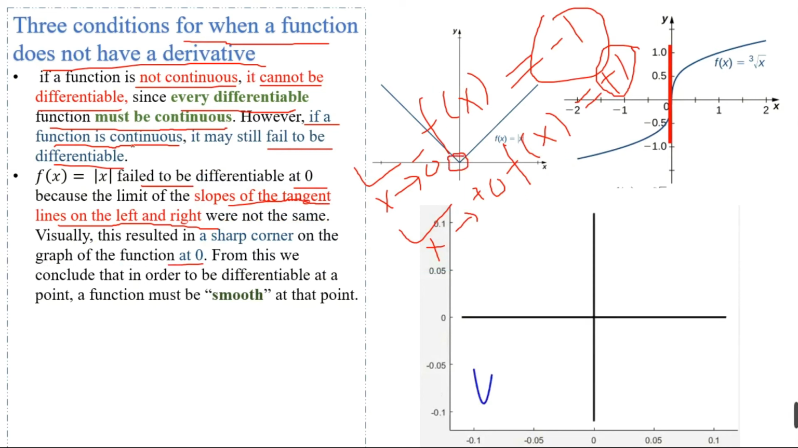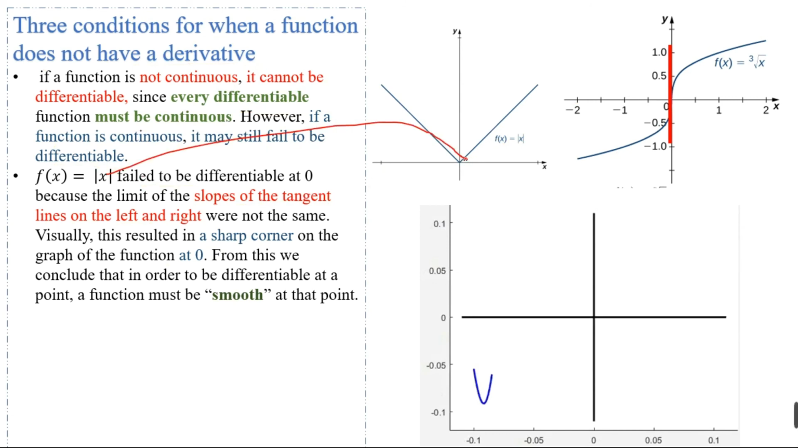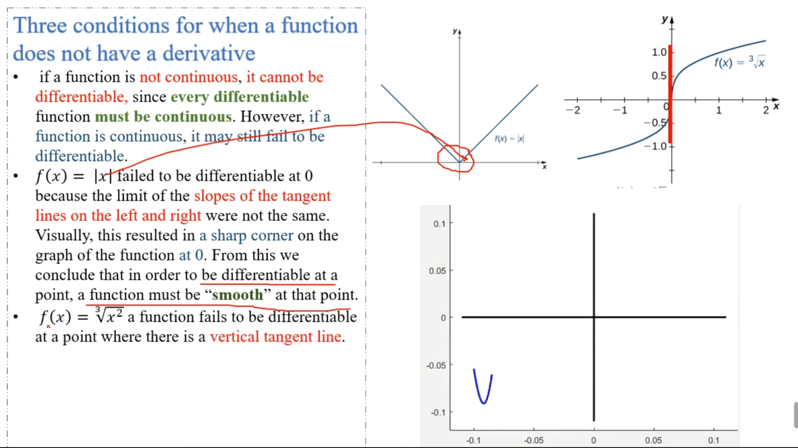We can see the graph of this function, and at x = 0 we have a sharp corner. So we conclude that in order to be differentiable at a point, a function must be smooth at that point. Now we have the next condition, for f(x) equal to cube root of x. A function fails to be differentiable at a point where there is a vertical tangent line.